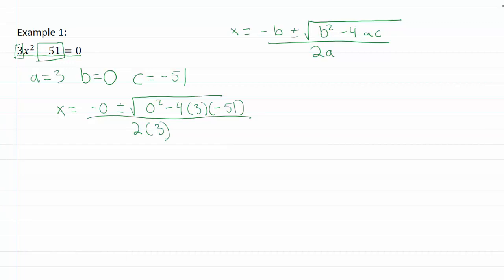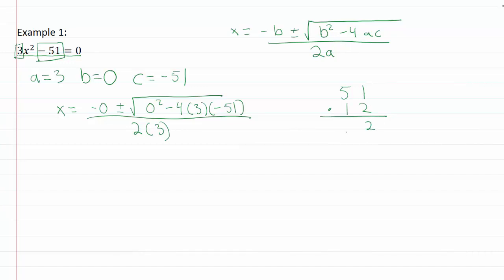Okay, so then we're going to have to do some simplification in here, and I know that this 0 isn't really going to affect anything. That'll make our math a little bit easier, but we'll still have to do negative 4 times 3 will give us negative 12, and then negative 12 times 51. That I don't know right off the top of my head, so I'm going to go ahead and just write it over here. Shouldn't take too long.